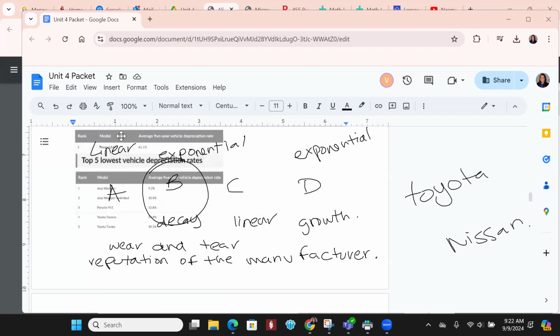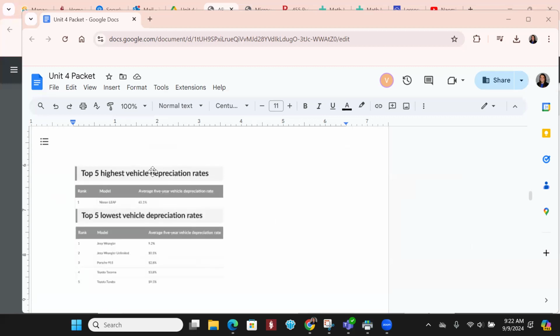All right. So really quick, we've got right here the top 5 highest vehicle depreciation rates. The Nissan Leaf has an average 5-year depreciation rate of 65.1%. Not so great. The top 5 lowest vehicle depreciation rates: a Jeep Wrangler, the Porsche 911, the Toyota Tacoma and the Toyota Tundra. Okay, these don't lose their values a lot. They're normally about the same.